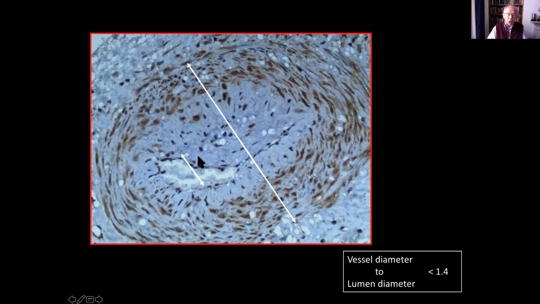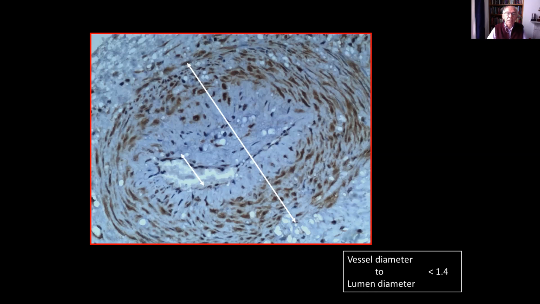And Moritz and Oldt came up with this magic number of 1.4. If the vessel to lumen diameter was less than 1.4, then you had a normal arteriole. If you had a vessel diameter to lumen diameter of more than 1.4, then that was abnormally thickened. And that holds up today, across a lot of organs in a lot of situations in hypertensive subjects. So that was the key finding.